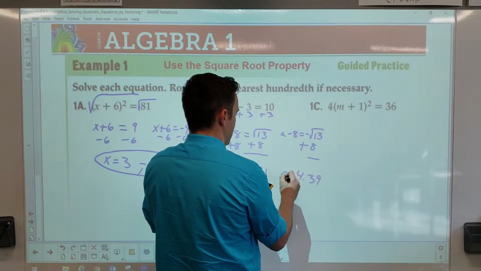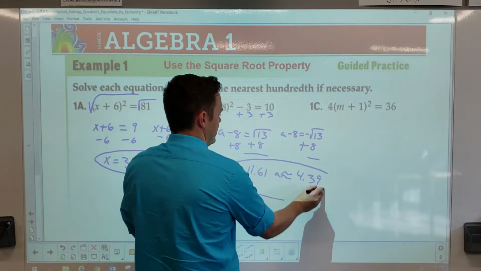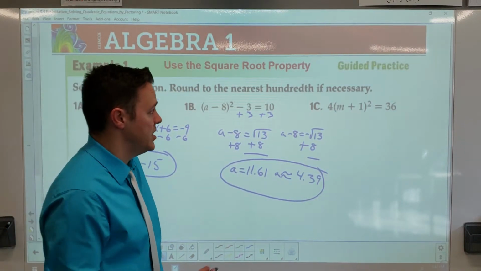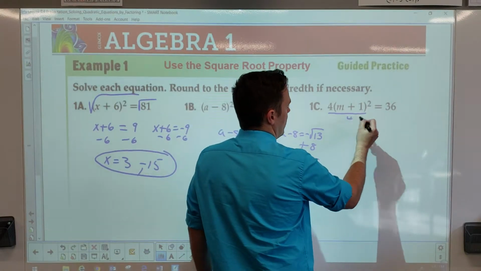All right, and that's approximately. Okay, so there are my two values. All right, so hopefully you guys understand how to set up on these. The next one here, you would divide by 4.